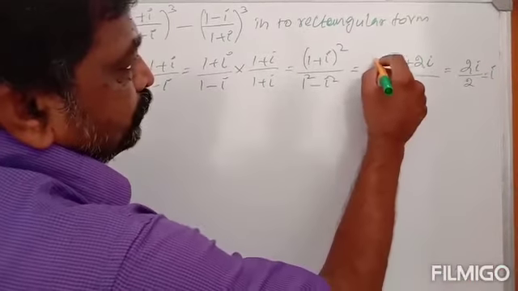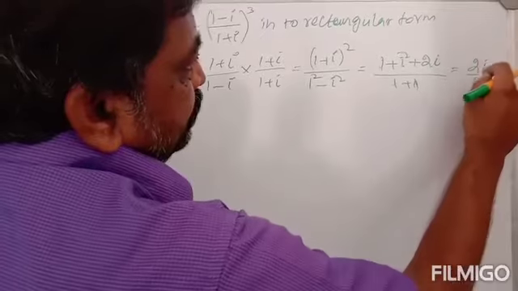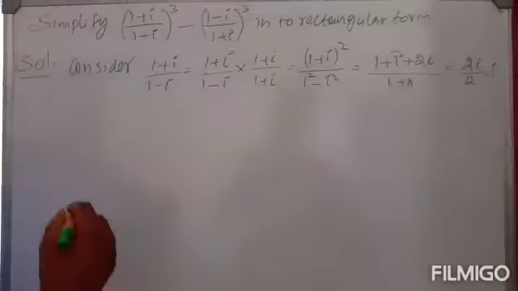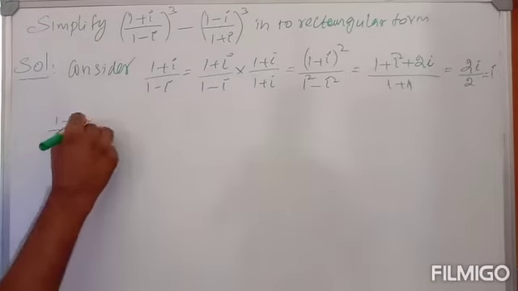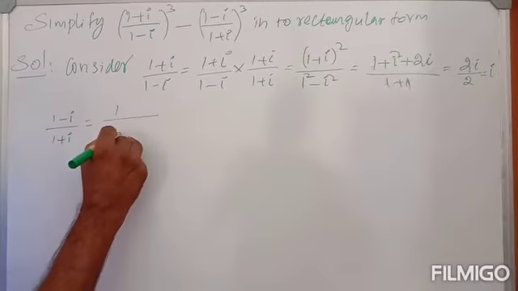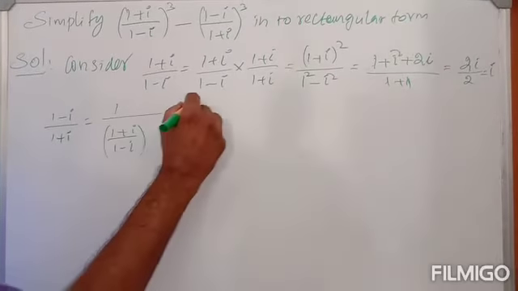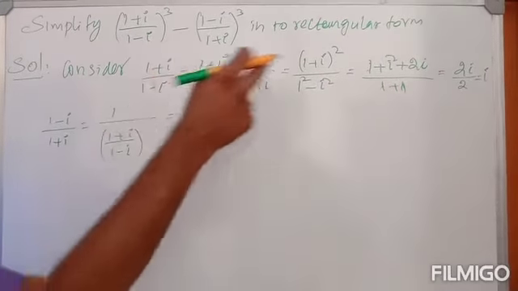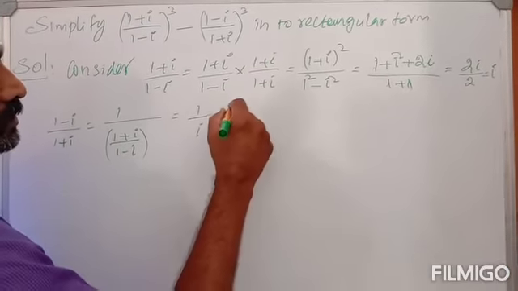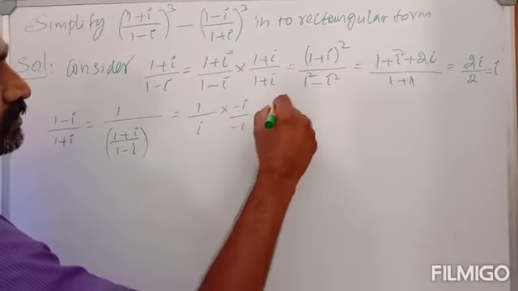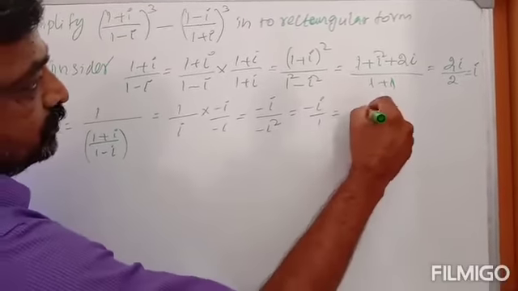You know, 1 and minus 1 cancel. So 2i by 1 plus 1, 2. So 2i by 2, that is equal to i. Now next, 1 minus i by 1 plus i is equal to 1 divided by 1 plus i by 1 minus i. So that is equal to 1 by i, you know 1 plus i by 1 minus i is equal to i. So that is equal to 1 by i into minus i by minus i, that is equal to minus i divided by minus i square, that is equal to minus i by 1, that is equal to minus i.